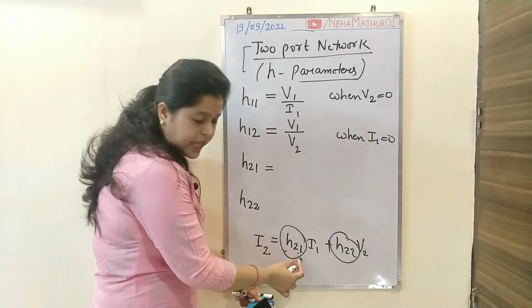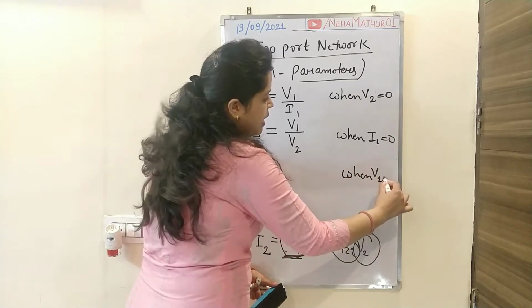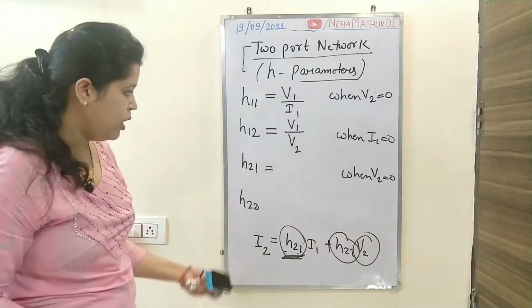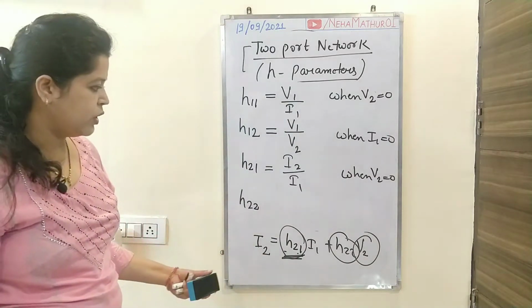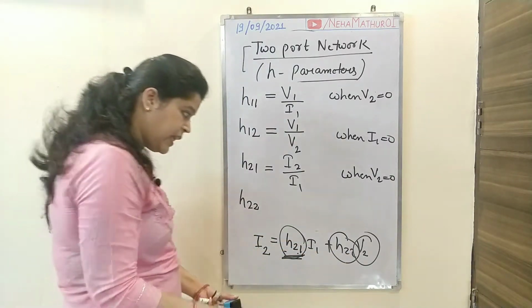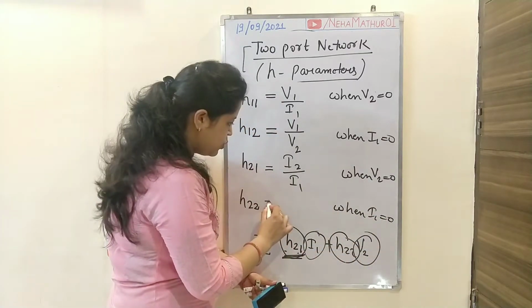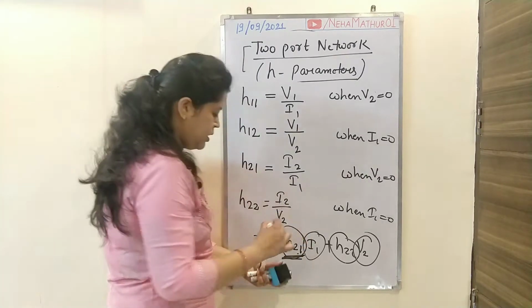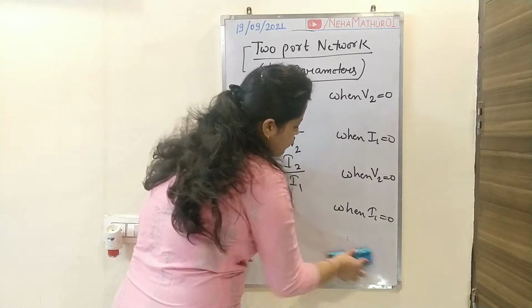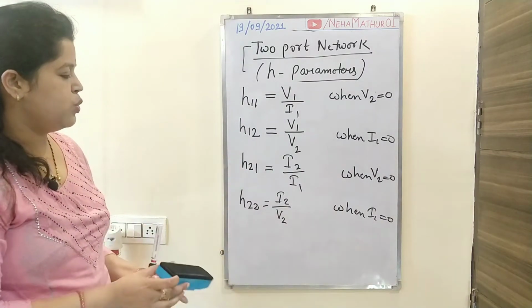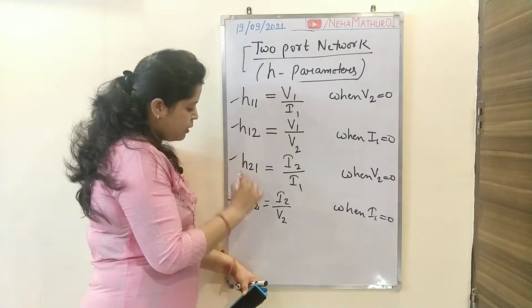So for the calculation of H21, we'll have to put V2 is equal to 0. And once we put V2 equal to 0, H21 will become I2 divided by I1. Similarly, for the calculation of H22, we'll have to again consider I1 is equal to 0, and now H22 will be I2 divided by V2. So now I am going to erase this, because I already used this equation for the calculation of these two parameters.